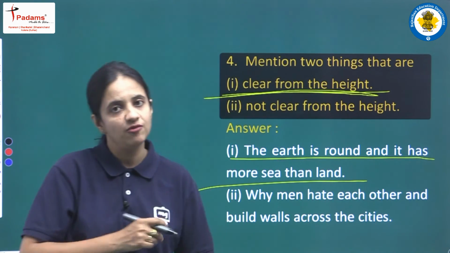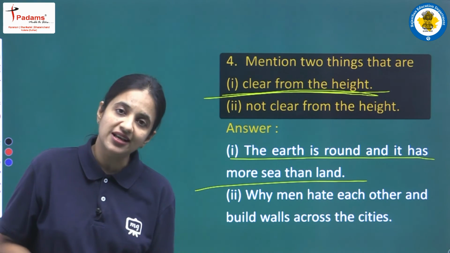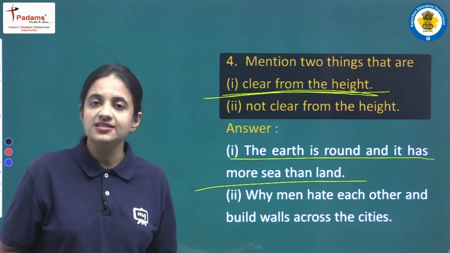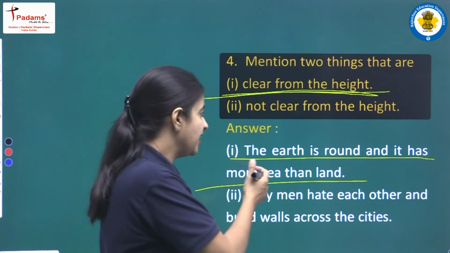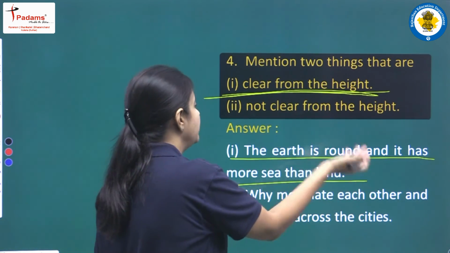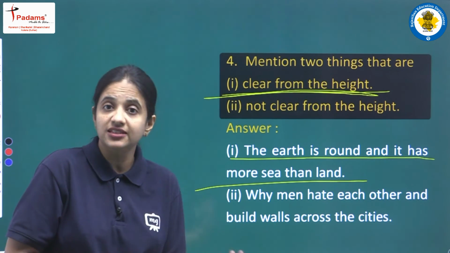In the poem we have read so many things that were clear to the poet. So you can write your own answer, you can write any 2 things here that were clear to the poet from that height. Okay, so we can write like the earth is round and it has more sea than land. You can write another thing also.